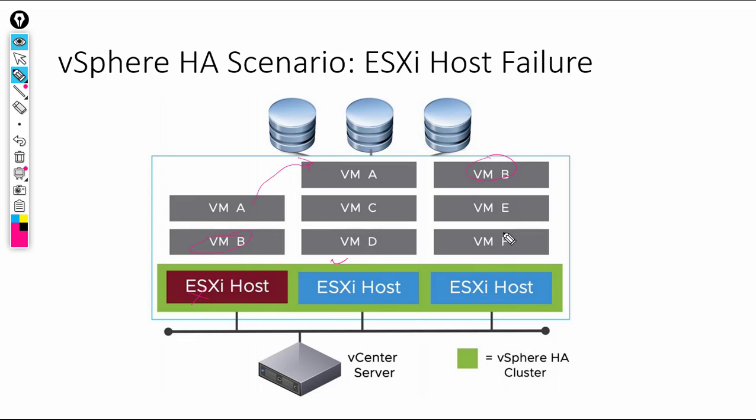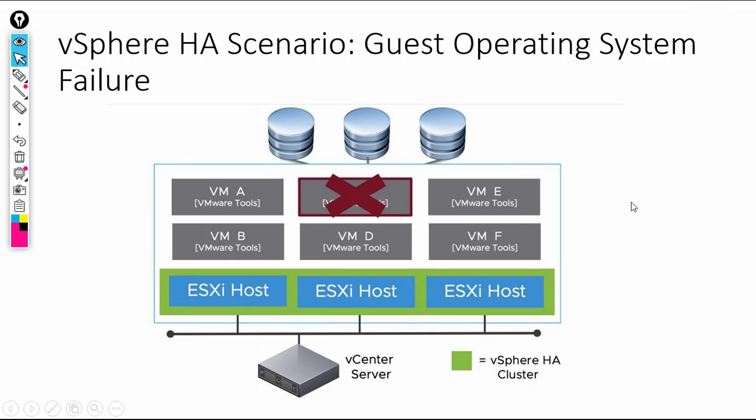The second scenario is if your virtual machine or the guest operating system fails. Let's move to the next slide. Guest operating system failure or virtual machine failure. First of all, if you want to handle this kind of failure, you need to install VMware Tools inside your virtual machines, because without VMware Tools, vSphere HA is unable to detect that failure.